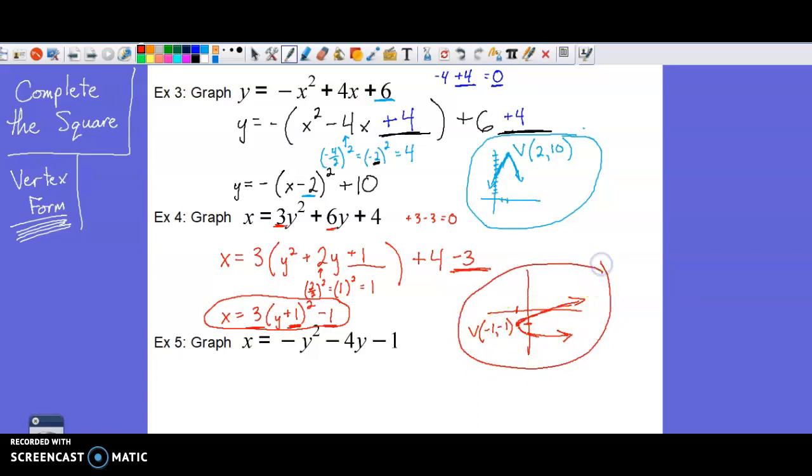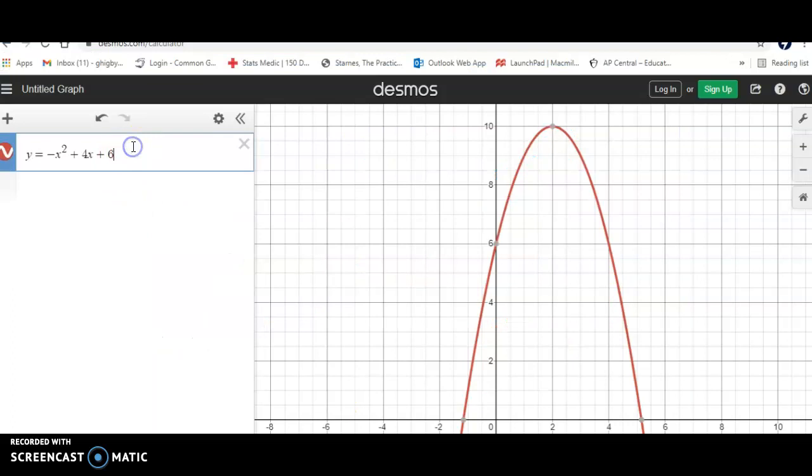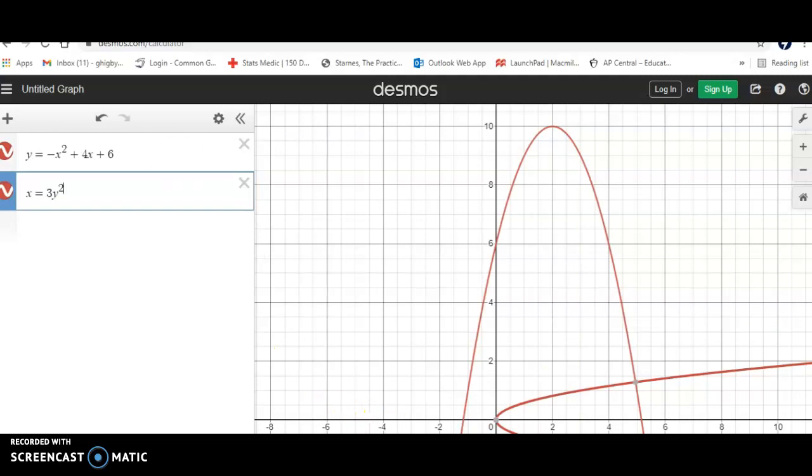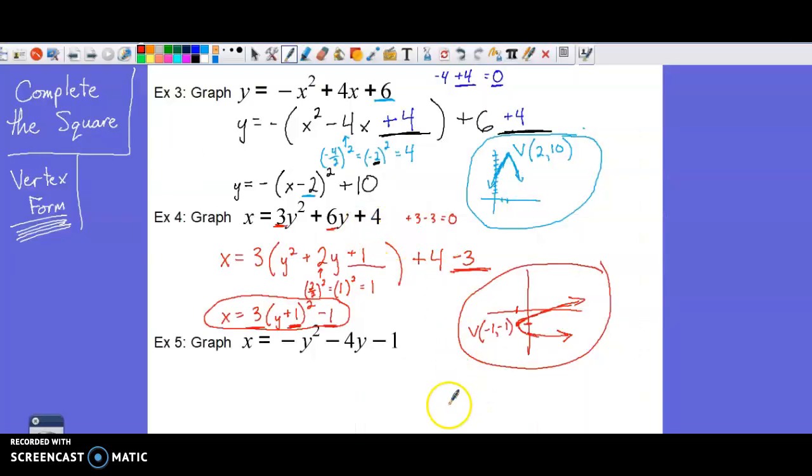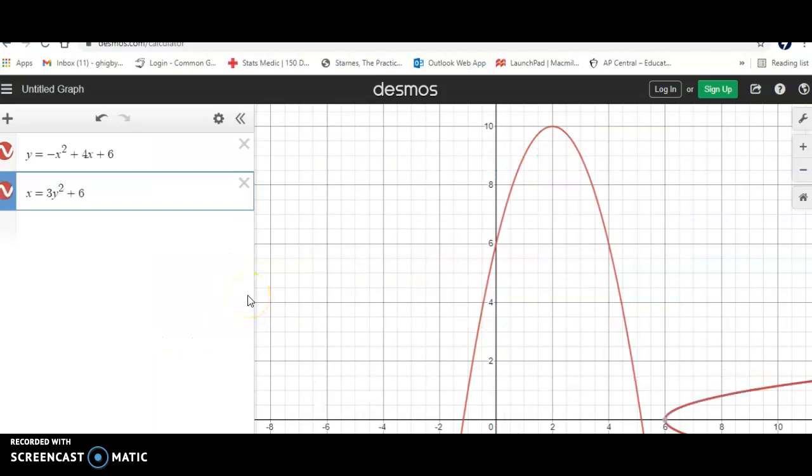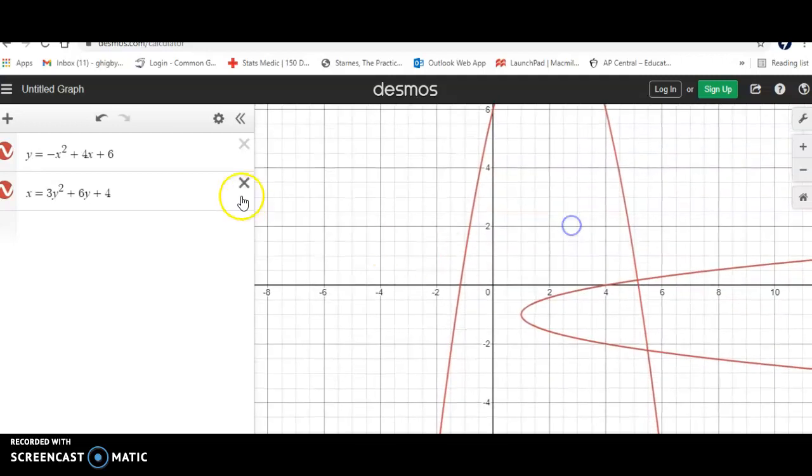And of course, I'm going to go to Desmos and just point out what that graph looks like. I'll even leave it on here, and you can see how I type it in. 3y squared, except I already forgot what the number was. 6y plus 4. Uh-oh. I must have done something wrong here.